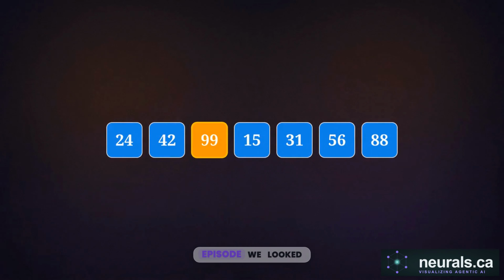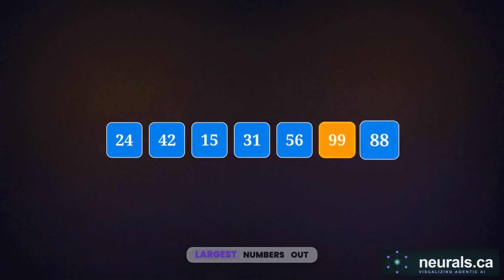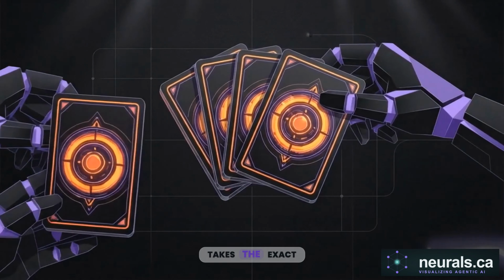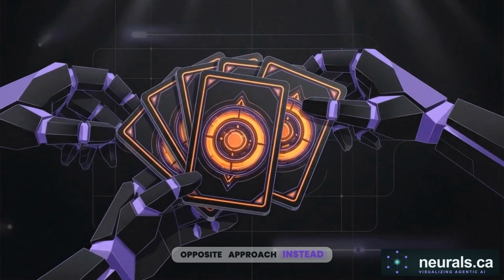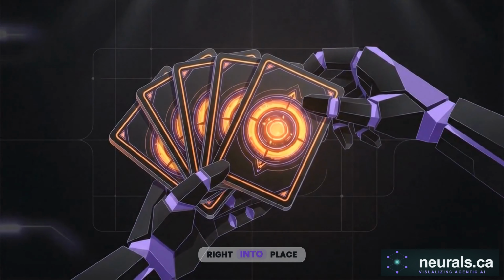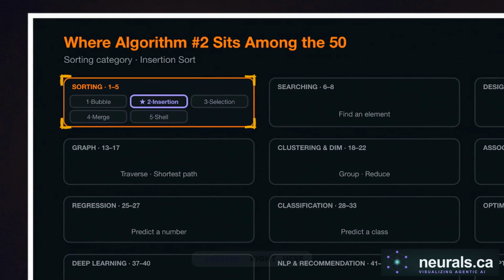In our last episode, we looked at bubble sort, which works by slowly pushing the largest numbers out to the edge of a list. But today's algorithm takes the exact opposite approach. Instead of pushing, it pulls new values in, sliding them right into place. This diagram shows where algorithm number 2 sits among the 50 we are covering. It's called Insertion Sort, and it is located right here in the sorting category.